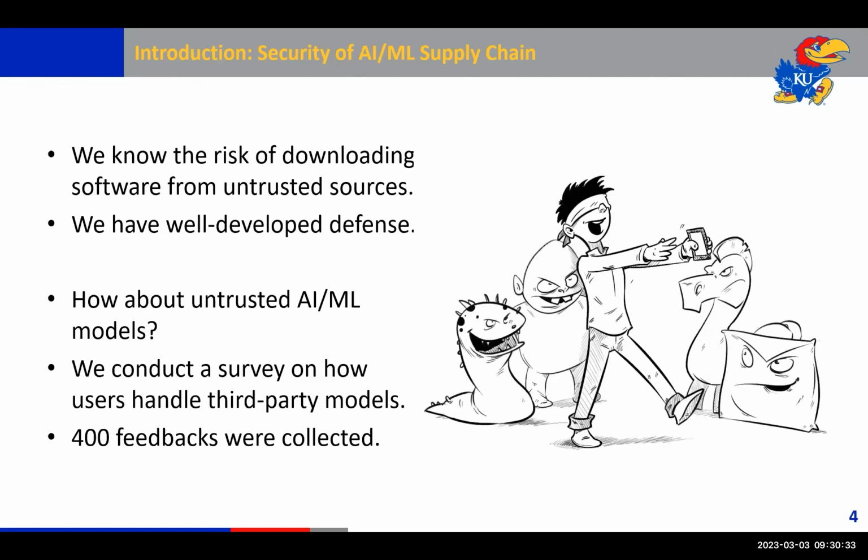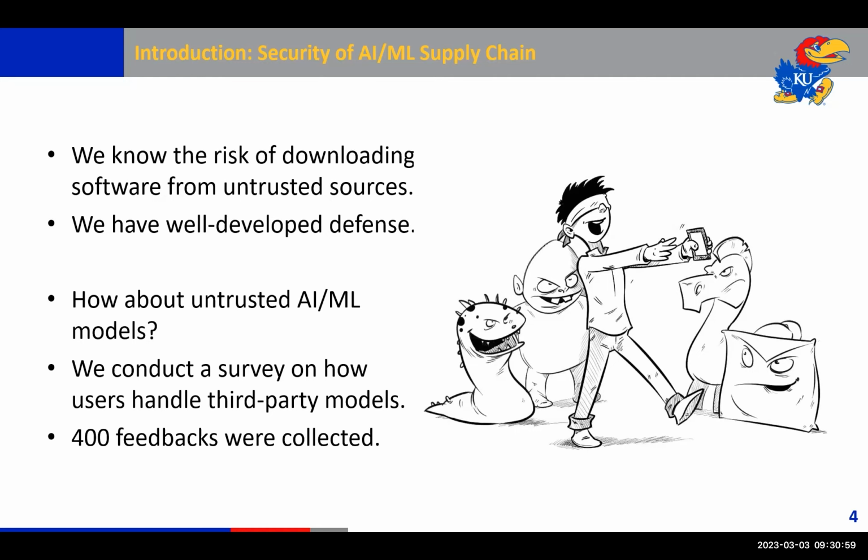But wait a moment. Before that, I'd like to ask you a question. Are we downloading something from somewhere else in the world that we have never met before? We all know the risk of downloading software from untrusted sources, as they might contain malware, and this has been studied for decades, and we have developed defenses for them. But how about untrusted AI and machine learning models?